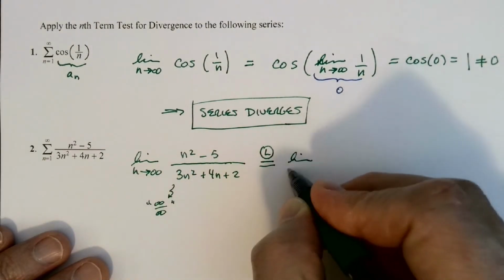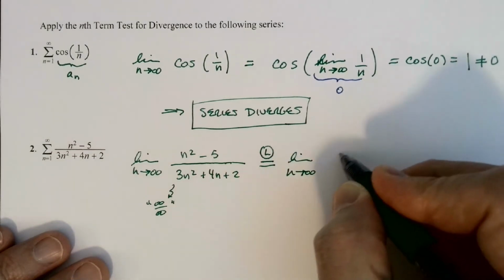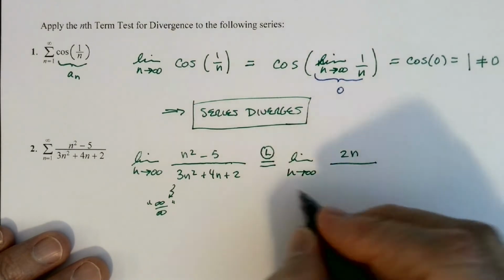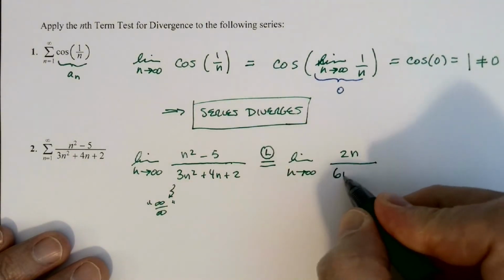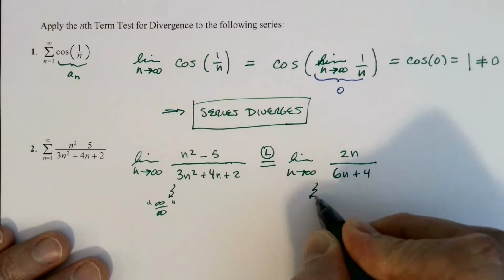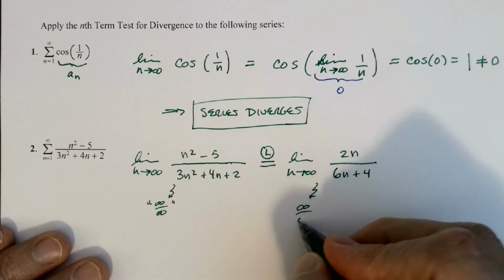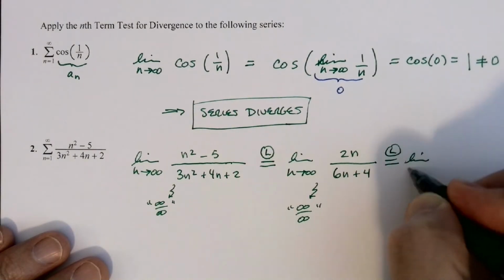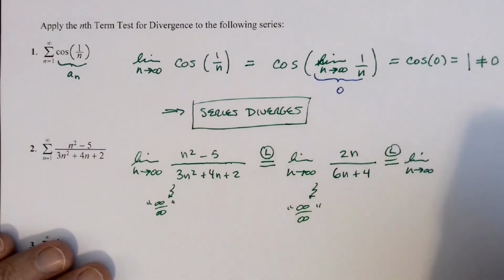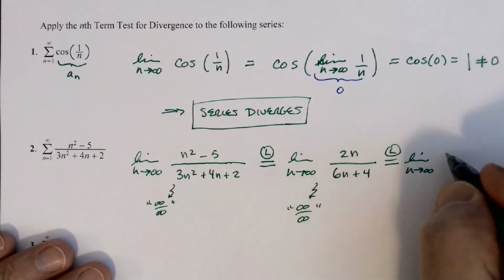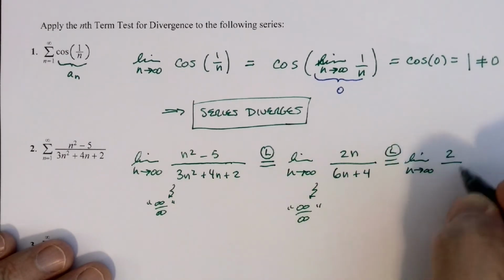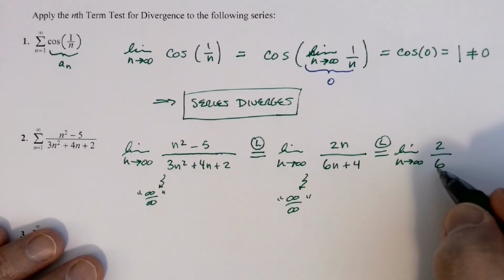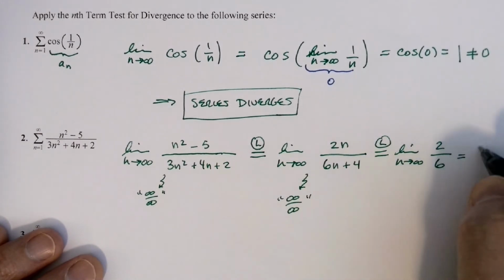And I get the limit as n goes to infinity. 2n is the derivative of n squared minus 5. And over here I get 6n plus 4. I'm still infinity over infinity. But I can use L'Hopital's rule one more time. And the derivative of the top is 2. The derivative of the bottom is 6. And what's the limit as n goes to infinity of 2 over 6? 2 over 6 is just a constant. It's 2 over 6, which is just 1/3.